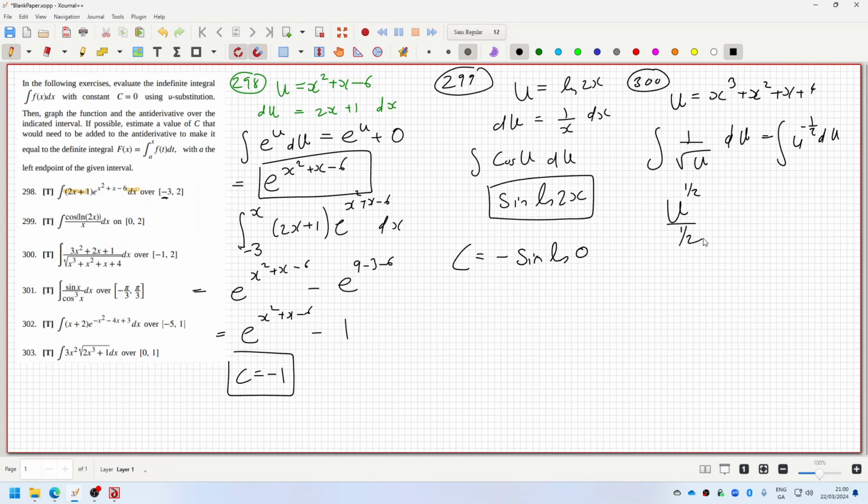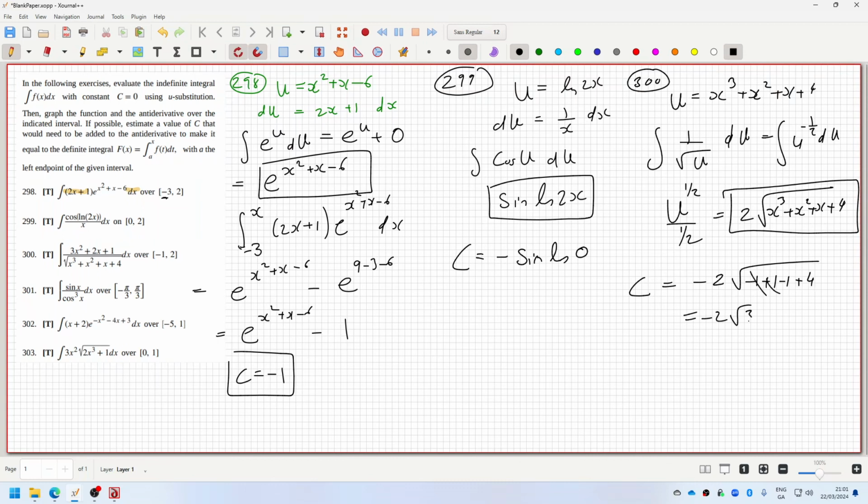Divide by the new power. So that's 2 root that. And then the c would be -2, and the calculation of this at -1. -1 plus 1, -1 plus 4. So cancel, 3. -2 root 3. I hope.